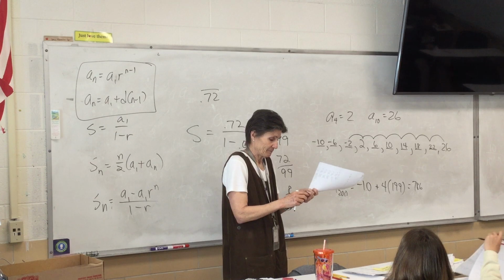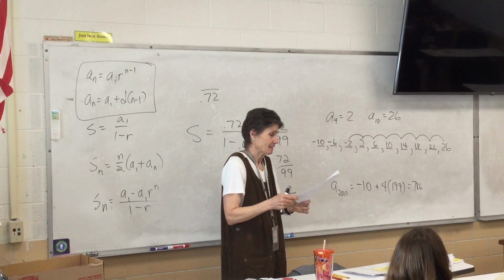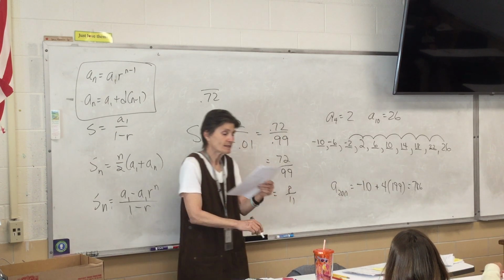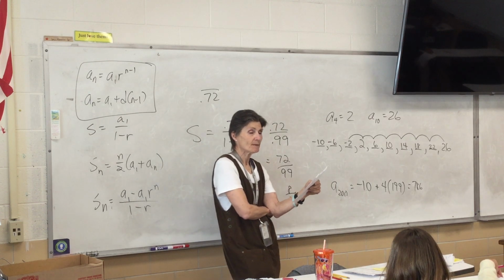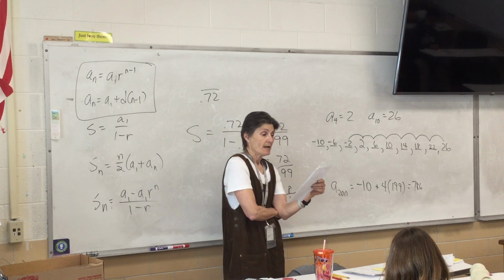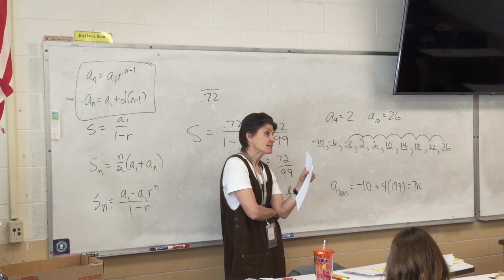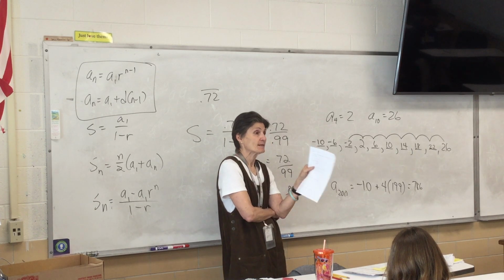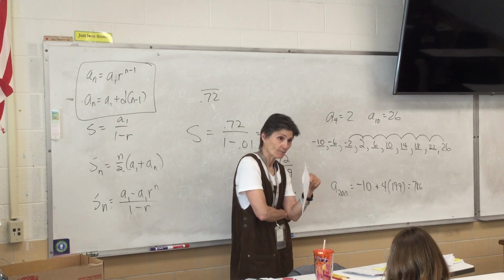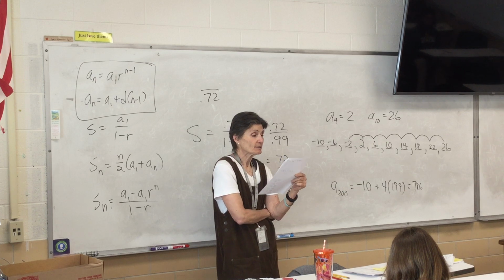All right. Here we go. Identify the sequence as arithmetic, geometric, or neither. And then I'm going to add, if it's arithmetic, give the difference. If it's geometric, give the ratio. All right, so here we go. Let's look at the first one.